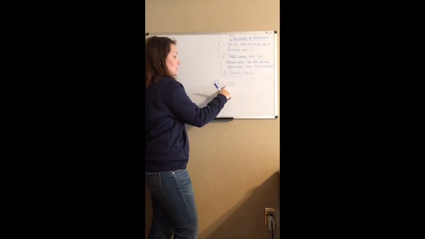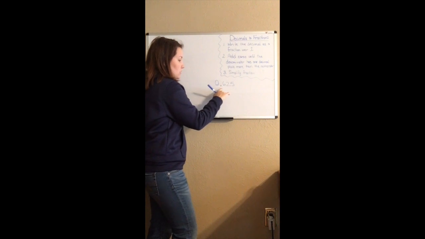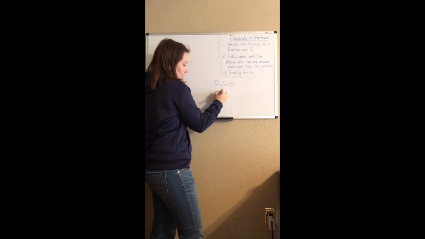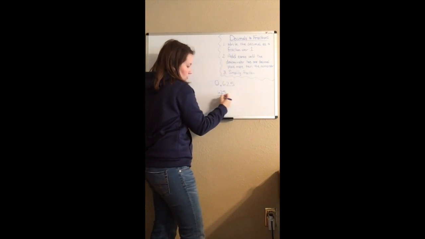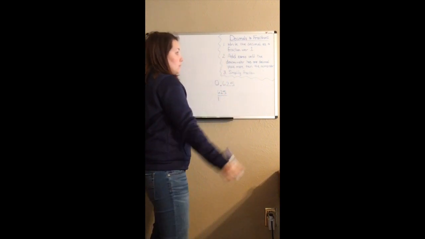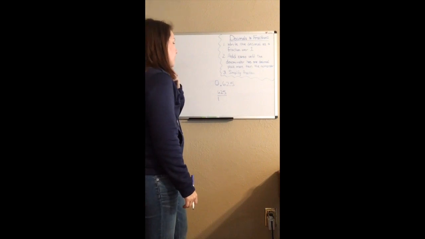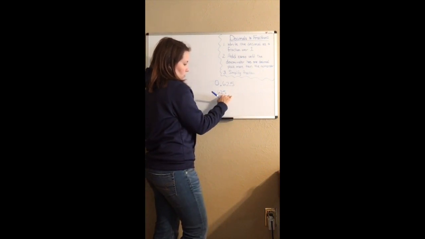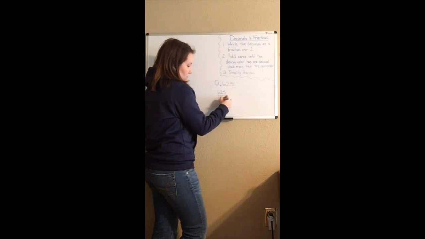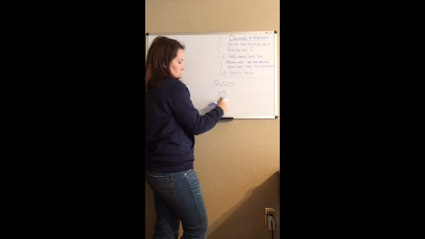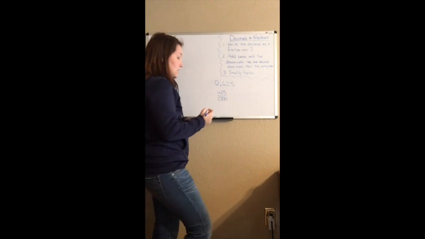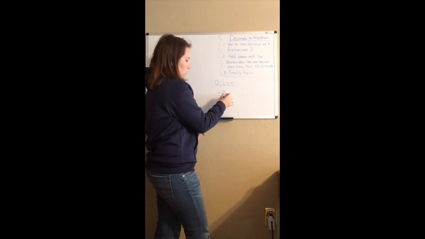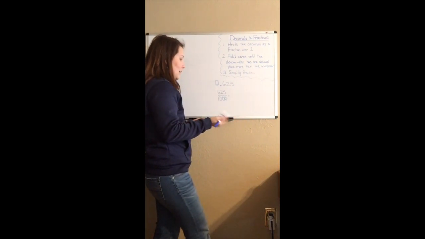So 0.625. So what I'm going to do is I'm going to take 625 and put it as a fraction over 1. Then I'm going to add zeros until the denominator has 1 place more than the numerator. So there are 3 up here. I want to make sure this one has 4. So then I'm going to do the same thing we did on that last one. And I'm going to keep simplifying.